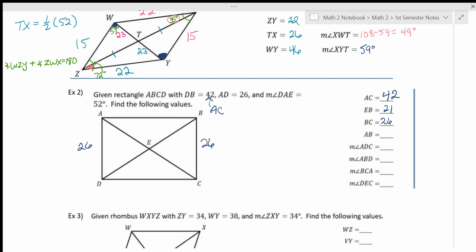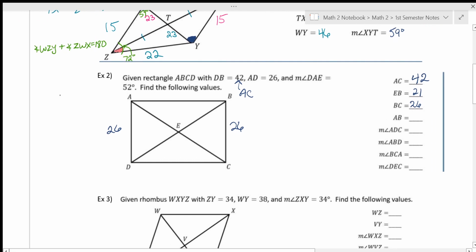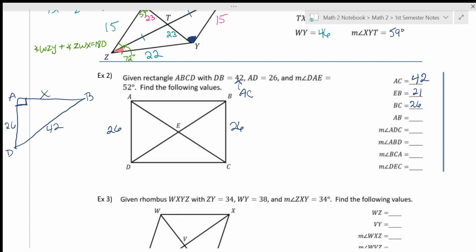Oh, wait, correction. So what we have to do to solve for AB, if I redraw just half of my rectangle here, then we have a right triangle, and this is the side I'm trying to solve for, right? I'm trying to find AB. I have A to D to B here. I know that D to B is 42, and I know that A to D is 26. I can use the Pythagorean theorem. You guys remember that? Pythagorean theorem will allow me to approximately solve for my length there.